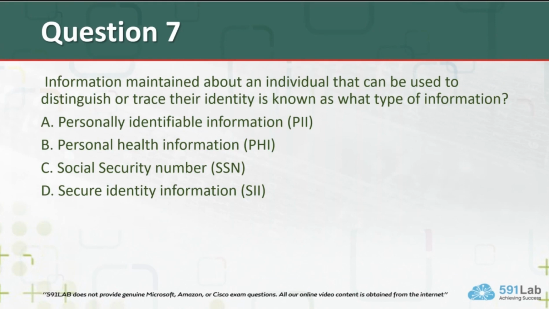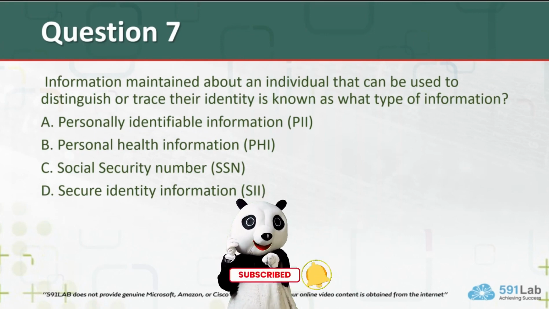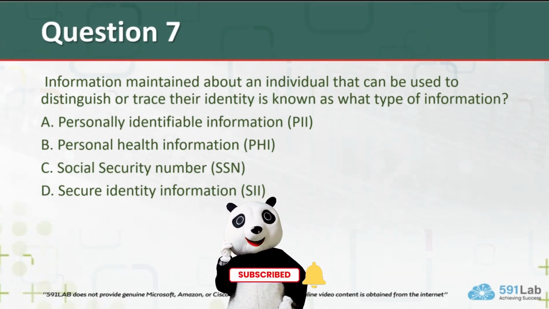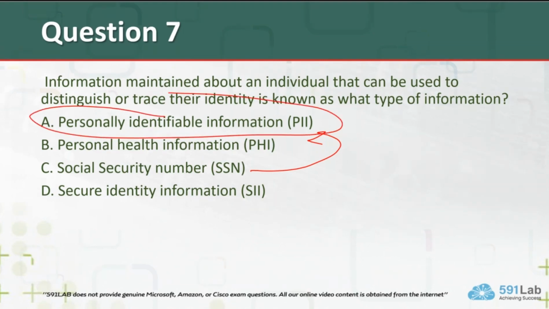PHI, personal health information, is health-related information about a specific person. Social security number is considered a type of PII, but again, as we said, PII can have a lot of other data as well. So in this case, the answer, of course, is going to be A.